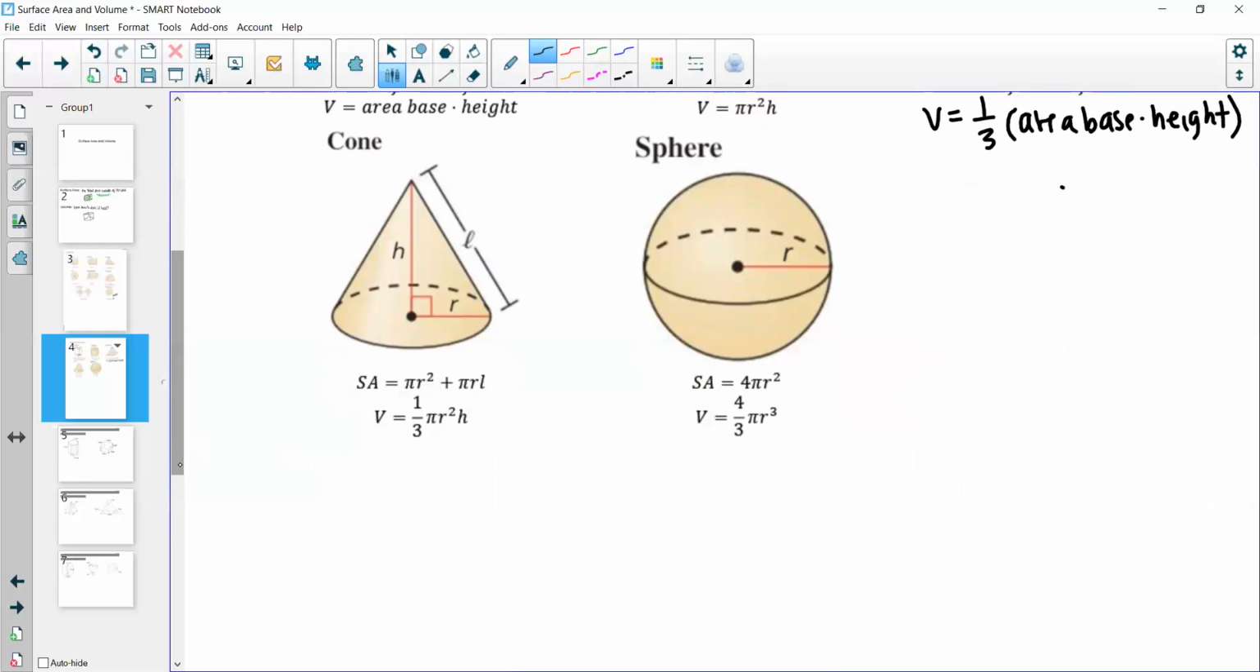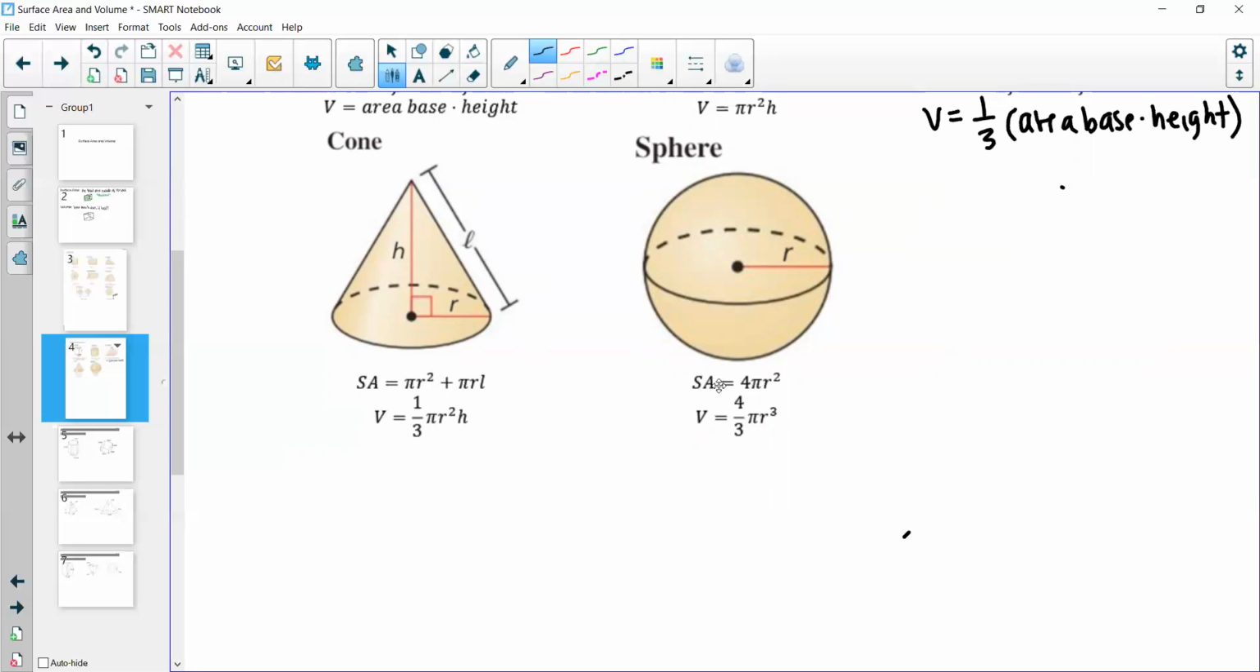For a cone, the surface area is going to be pi r squared, which is this area. And then to figure out what this triangular circular thing that goes around to make it cone shaped, we actually do pi times r times this linear distance there. The volume is 1/3 pi r squared times the height.